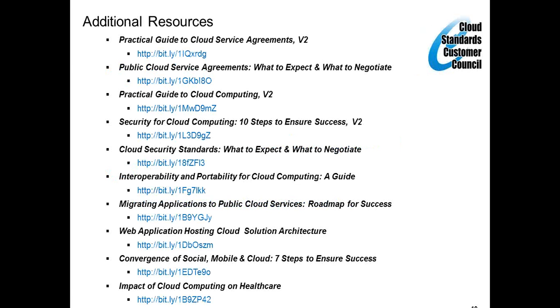And so here's a list of the collateral that's been produced by the CSCC on topics ranging from cloud service agreements to cloud security to cloud migration and interoperability, etc. Access to these papers is free and doesn't require membership, so please feel free to leverage any or all of these papers that are of interest to you.